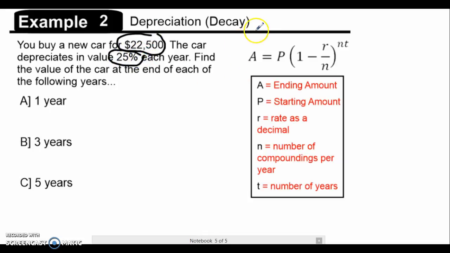Our P, our rate. Notice it's decreasing because just like they say, as soon as you drive a car off a lot, it's losing its value. So here we have 1 year, 3 years, and 5. So these are our t's. So we're going to do this problem 3 times. And the number of times a year is 1. So I'll give you a minute, get it set up, and see what you come up with. Again, the less we round, the better.